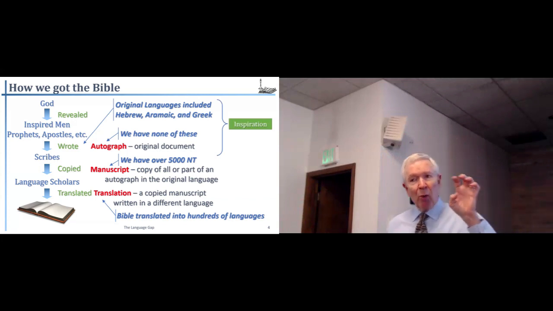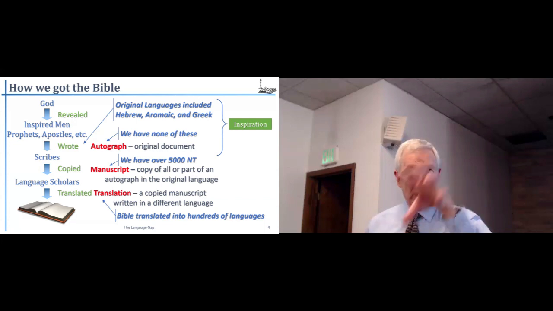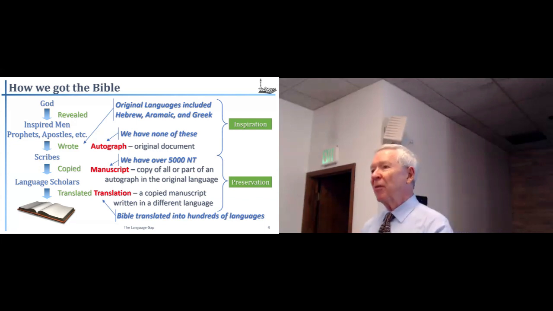That top part, when God revealed it and they wrote it down, that is the inspiration. That is the part that God went to directly and had direct contact with his people. From there on out, we're looking at the providence of God to have preserved all of this. That's the preservation part of it.